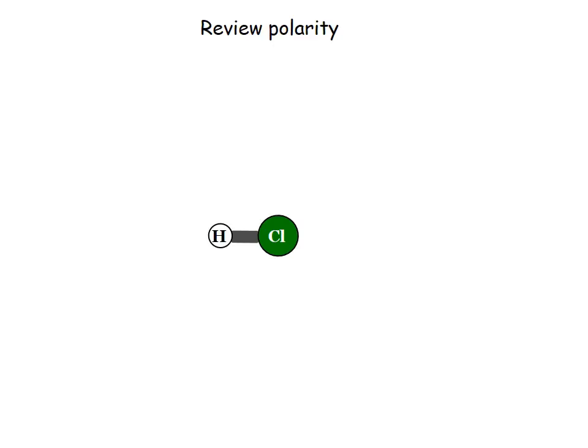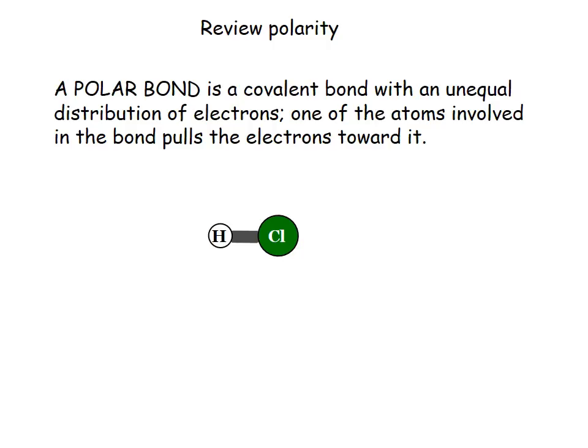This is something you learned last semester, but it's really, really important for this topic. So we're going to go back over it one more time just to make sure everybody's clear. Now, this is my hydrogen chloride molecule, and a polar bond, let's start with that. A polar bond is a covalent bond that has an unequal distribution of electrons, and that's because one of the atoms that's sharing is not sharing equally.